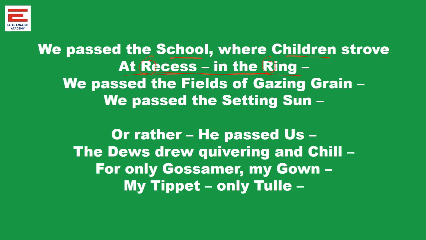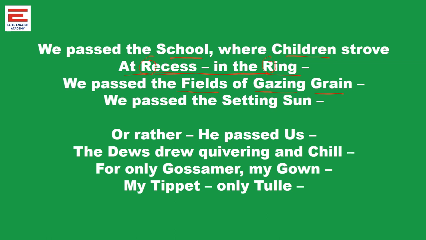Then there are fields where crops are growing. Fields of gazing grain. What do you mean by gaze? Gaze means look, looking in a serious way. Grain. So we understand it is the time when the crops have grown fully. It is a personification. Grains cannot look at us, they do not have eyes like human beings. So here the grains are gazing. The poet feels that when they cross the field, the grains growing there are looking at us. We pass the setting sun.